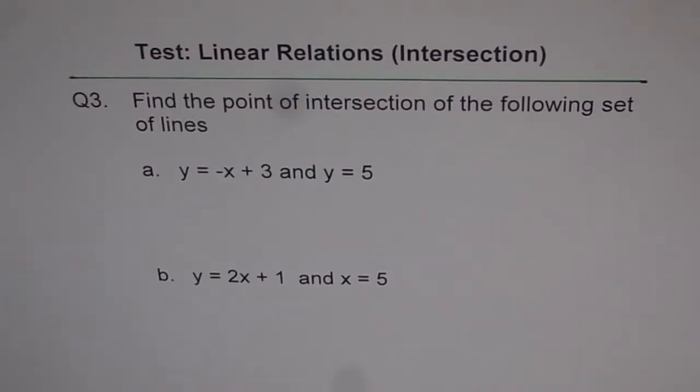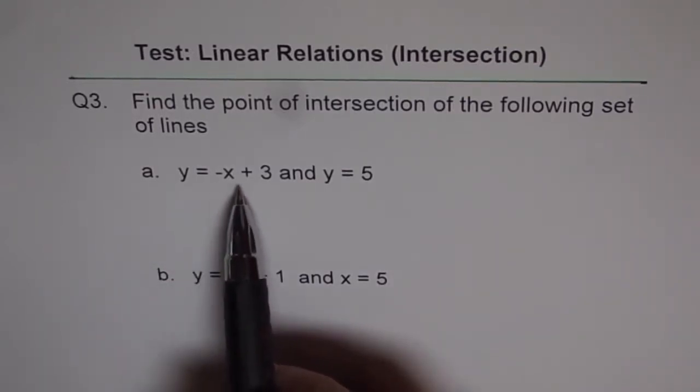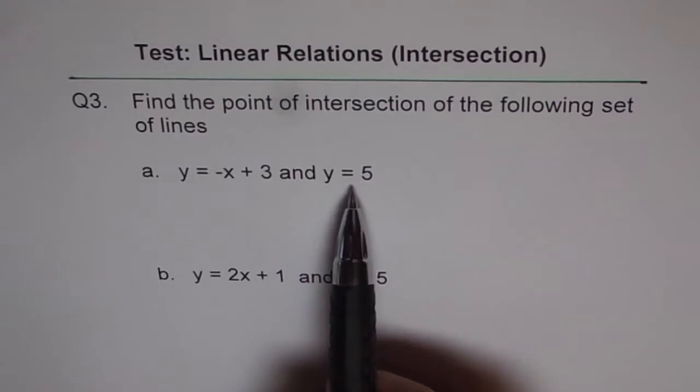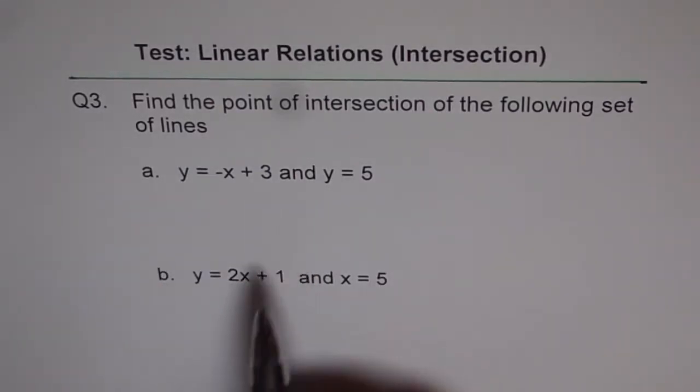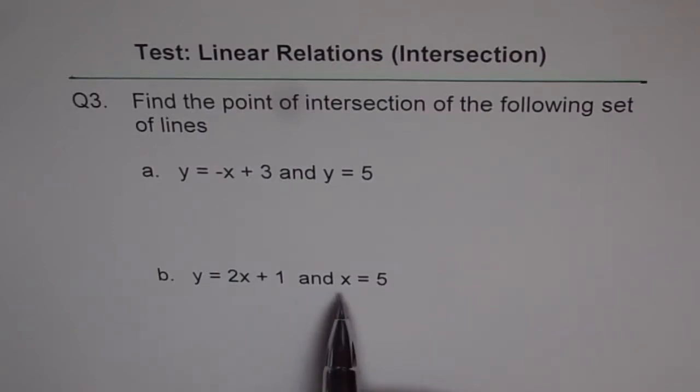Now solving them, you can adopt the method of substitution which you learned, right? So you need to do algebraic calculations and find the answer. Coordinate means you need to find both x and y coordinates for the point. Set 1 is y equals to minus x plus 3 and y equals to 5. Solve, get your answer. Part B is y equals to 2x plus 1 and x equals to 5. Correct? So once you're done, look into my suggestion.